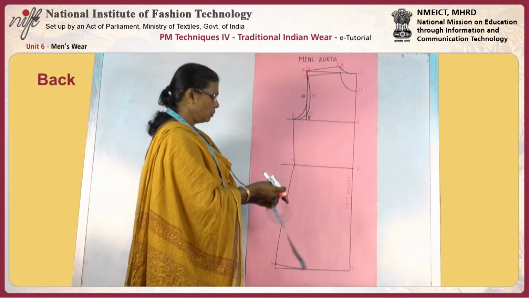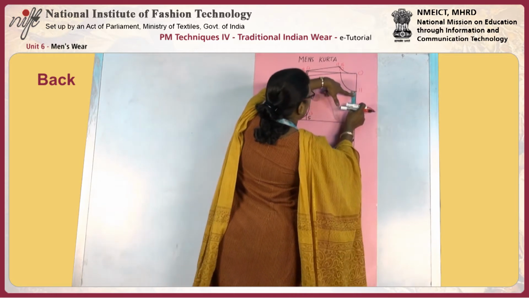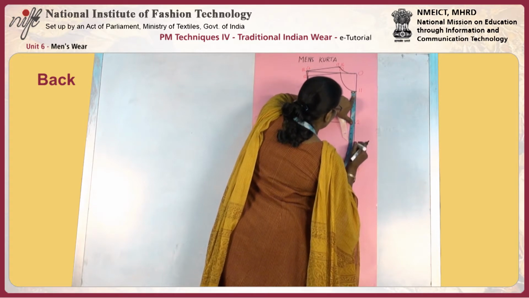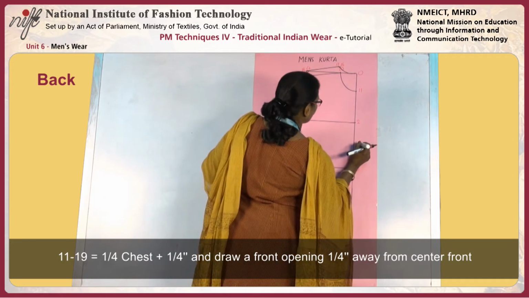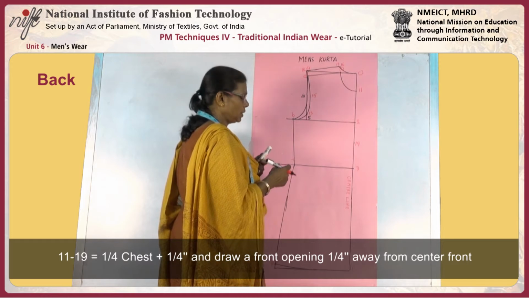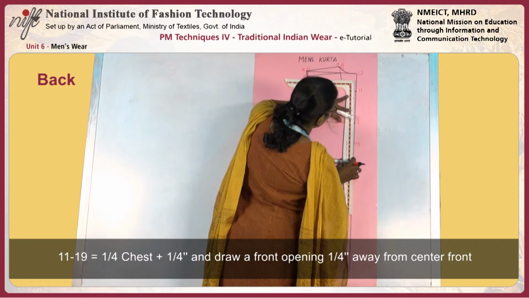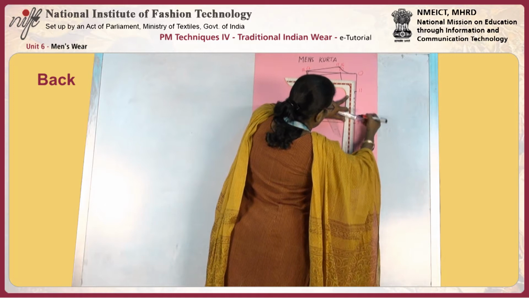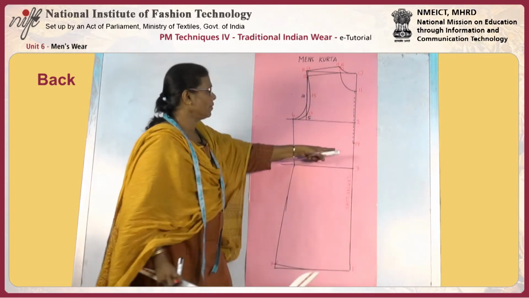Now the front opening. Front open is 1/4 of chest plus half an inch, 9.5 inches from the 11. So 11 to 19 is 1/4 of chest plus quarter, and draw the opening 1/4 inch away. This is for the front opening.